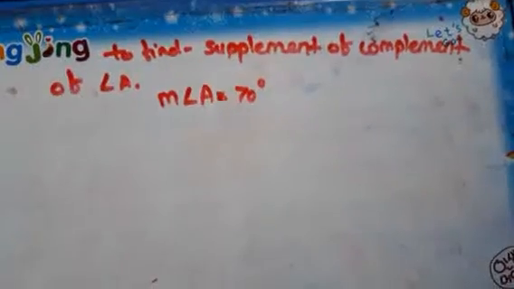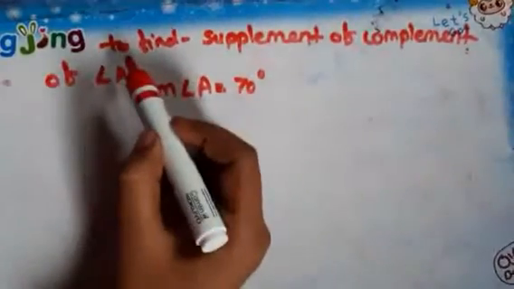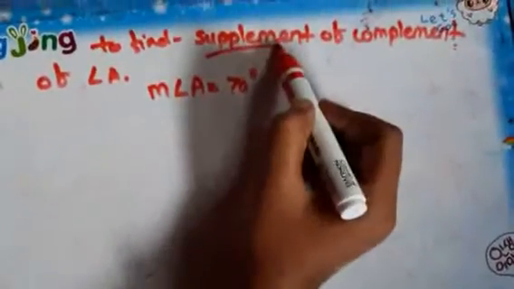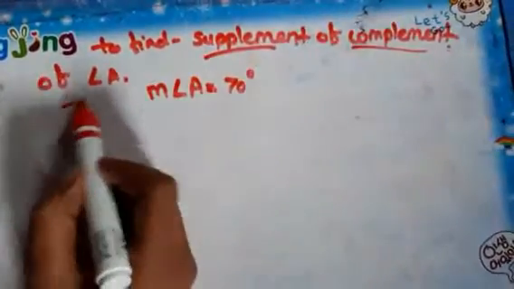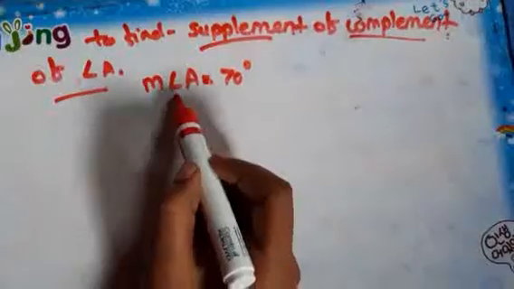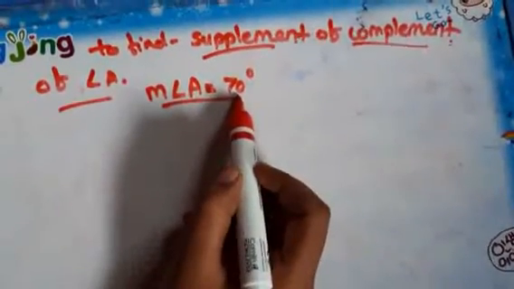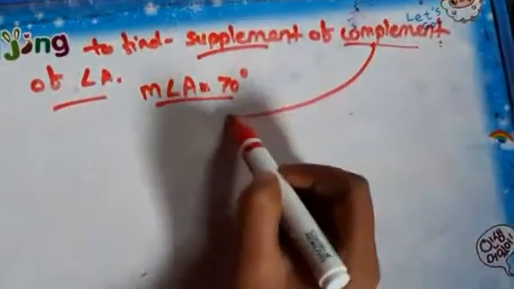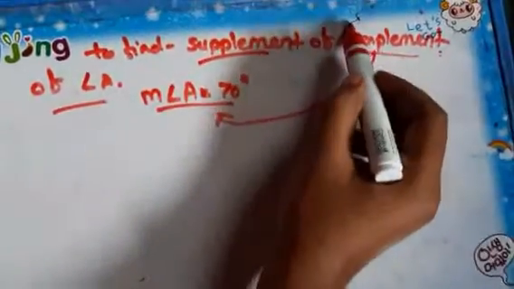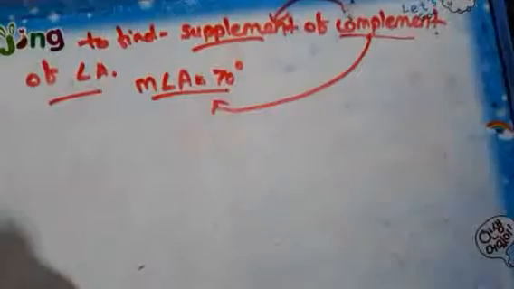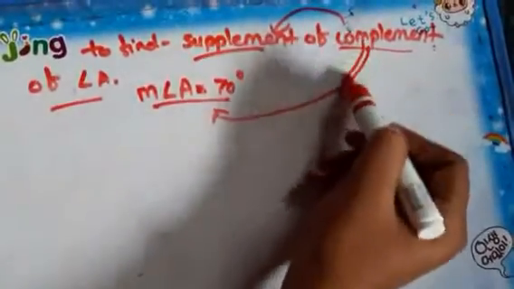Next question is: if the measure of angle A is equal to 70 degrees, what is the measure of the complement of angle A? Means in this question, what is to be found? We have to find the supplement of the complement of angle A. The measure of angle A is given as 70 degrees. First we have to find the complement of angle A, and after finding the complement, we have to find the supplement of that complement. So first we will find the complement of angle A.